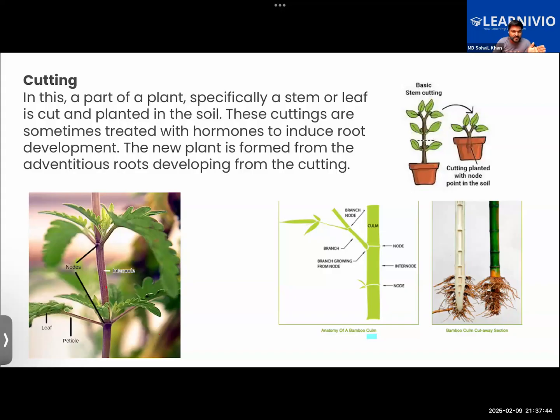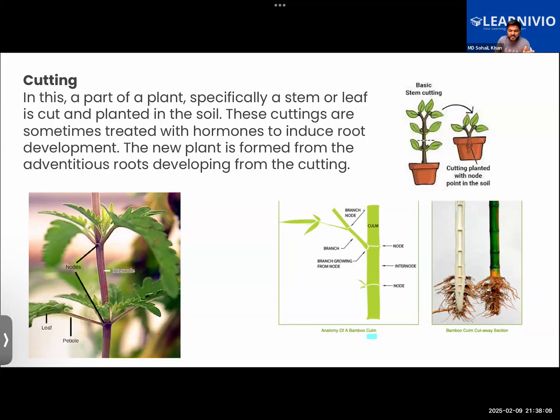So we can treat them with hormones, and that hormone will induce the development of the root in them. It will basically help in the growth of the roots from the stem. So you plant it, and after a few days it will start to develop a root system and start to grow into a new plant. So that was the cutting method.